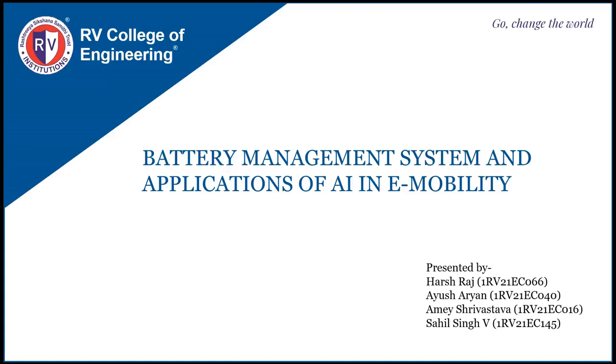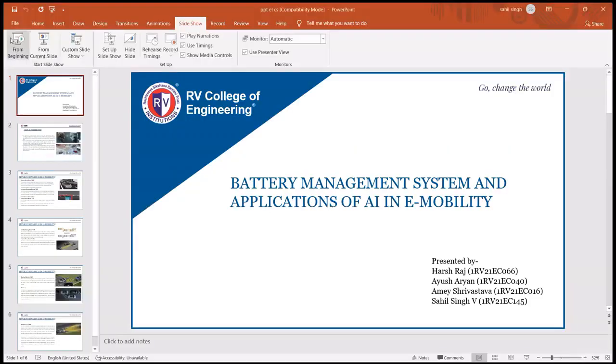what battery management system is and what the different types of battery management system are. Later, we'll also be discussing how to design a battery or how a battery is manufactured, the materials required for its designing and all. And at last, we'll be looking at the applications of artificial intelligence in e-mobility. So we'll start with what a battery is and also look at the working of a battery.